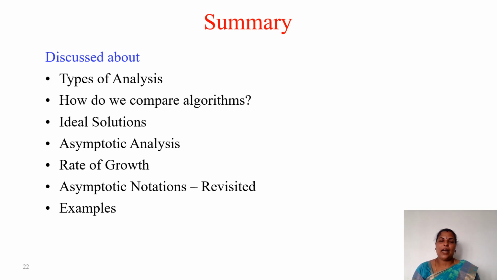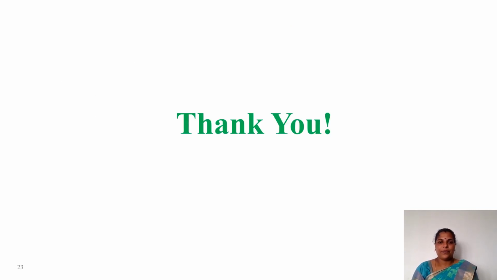So in summary, we have discussed the types of analysis, that is worst case, best case and average case. Then how we compare algorithms, that also we discussed. Then what the ideal solution for comparison is, that is the running time. Then we discussed asymptotic analysis, rate of growth, and some examples related to the asymptotic notations. Thank you.